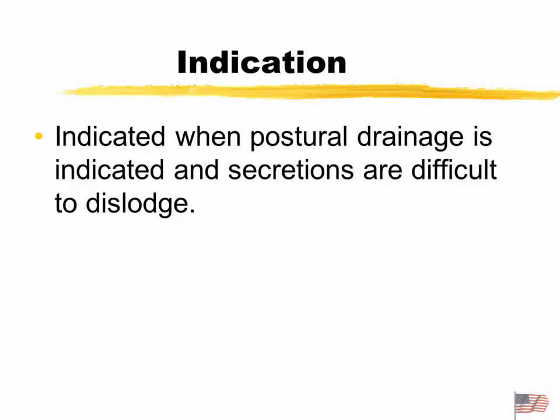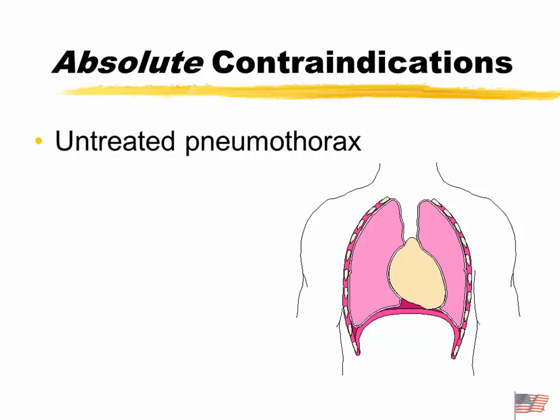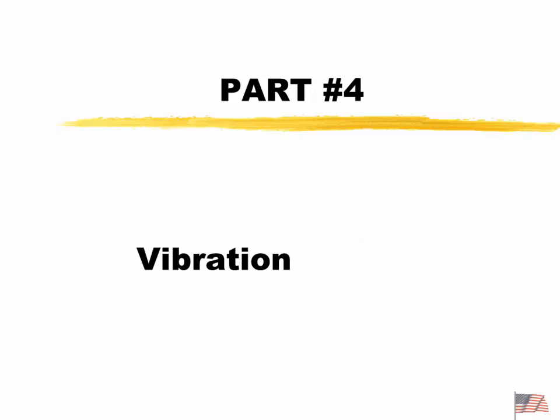Yeah, sorry. It's indicated when postural drainage is indicated and secretions are difficult to dislodge. Many times, simply positioning a patient will help drain that area. If it's thick secretions, then we may need to use percussion in addition. Some of the reasons we wouldn't use it: hemodynamic instability makes sense, rib cage trauma, hemoptysis, and absolutely untreated pneumothorax. We've seen that one before with the intermittent positive pressure breathing.